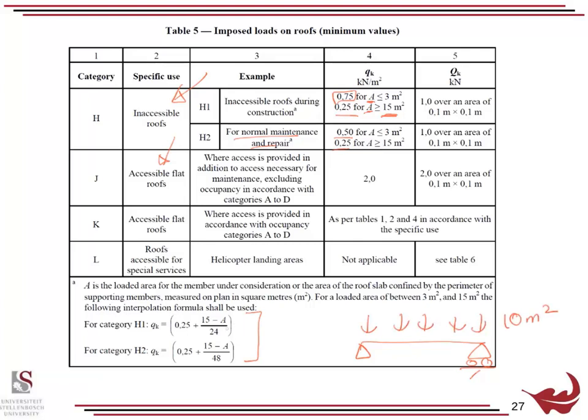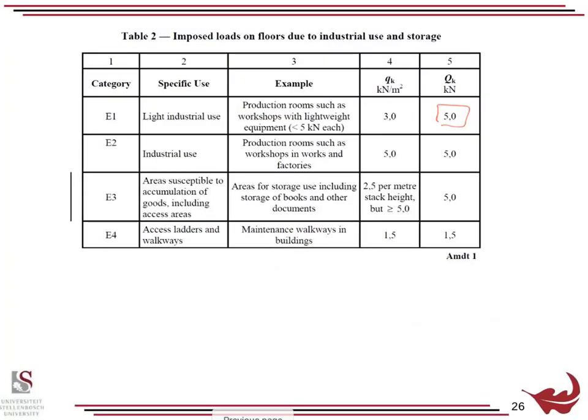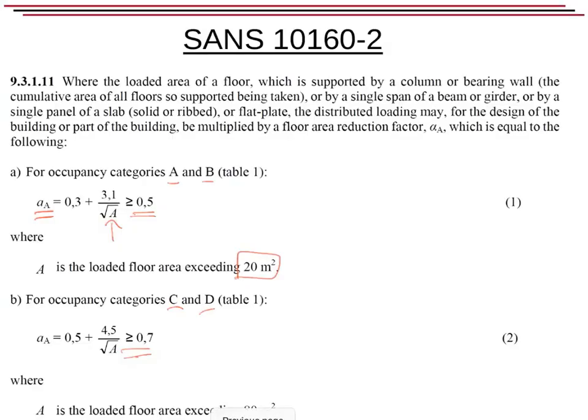I would use this area here to design it if it's category H1 or H2, and I'd get to some sort of load somewhere between 0.25 and 0.75. Sorry, I mean, yeah, 10 square meters, I would get to a load there. And oh, just to note there, I'll be perfectly honest, in terms of that A, I find this a little bit ambiguous.